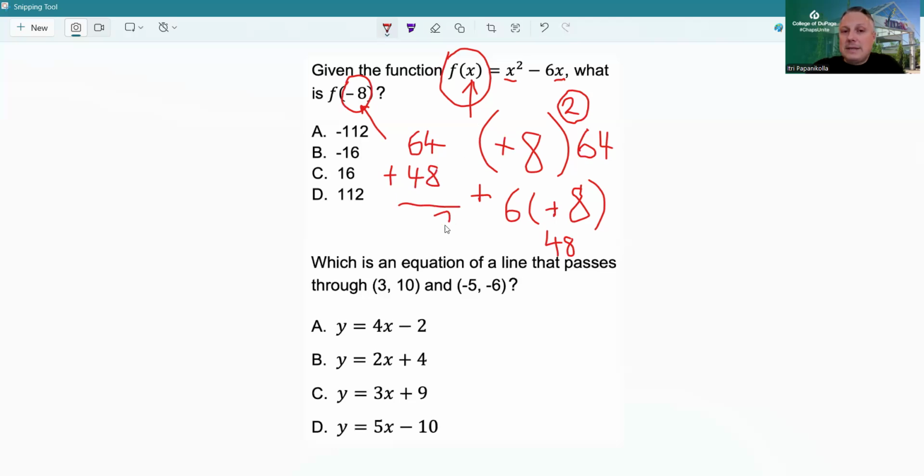4 plus 8 is 12. 2, we're going to carry a 1. And then 6 plus 4 is 10, and then 1 is 11. So 112 here we see as option D. If you plug this into the calculator, you would have gotten the same answer.